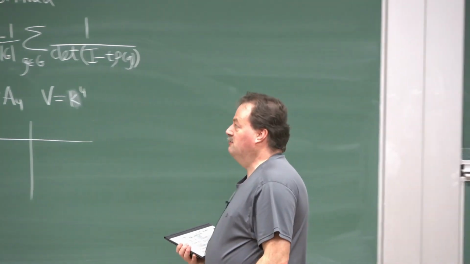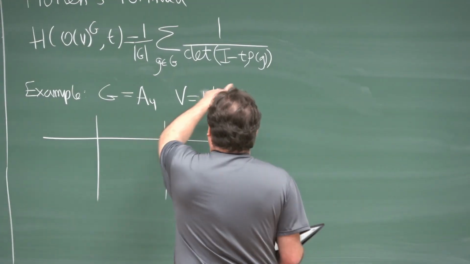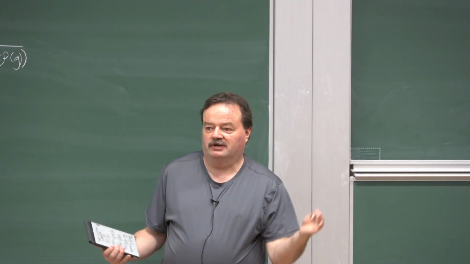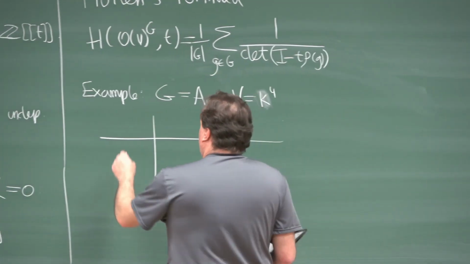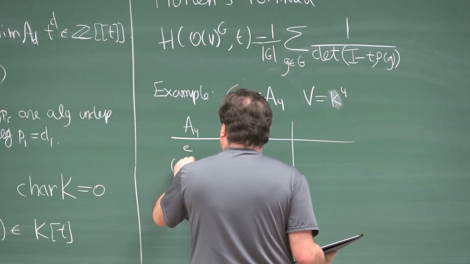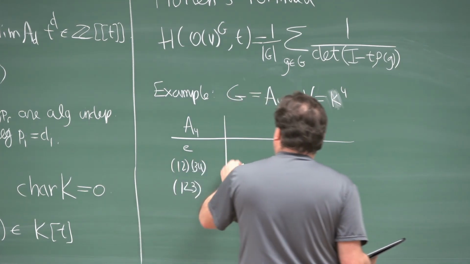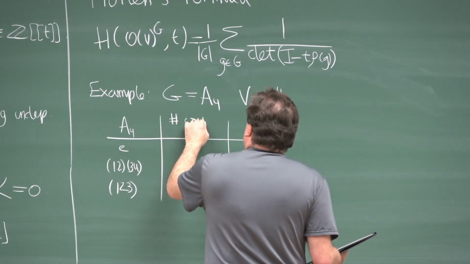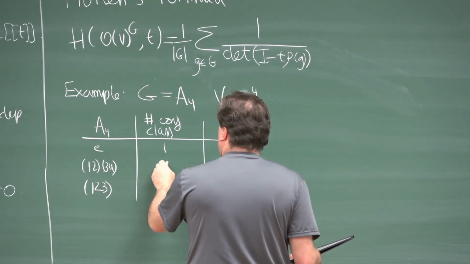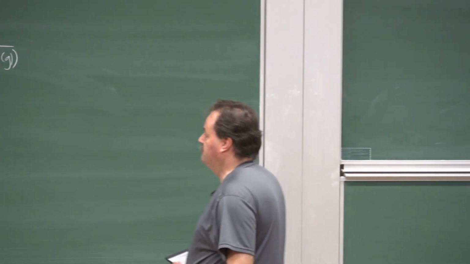Now there are 12 group elements, but we don't really have to sum 12 things, because if two group elements are conjugate, then this expression will be the same. So we can group them together. And in A4, there are only 3 conjugacy classes. There's the identity, there's a product of two 2-cycles, and there's a 3-cycle. And if you look at the size of the conjugacy classes, there's just one identity, 3 of the double transpositions, and 8 of the 3-cycles.